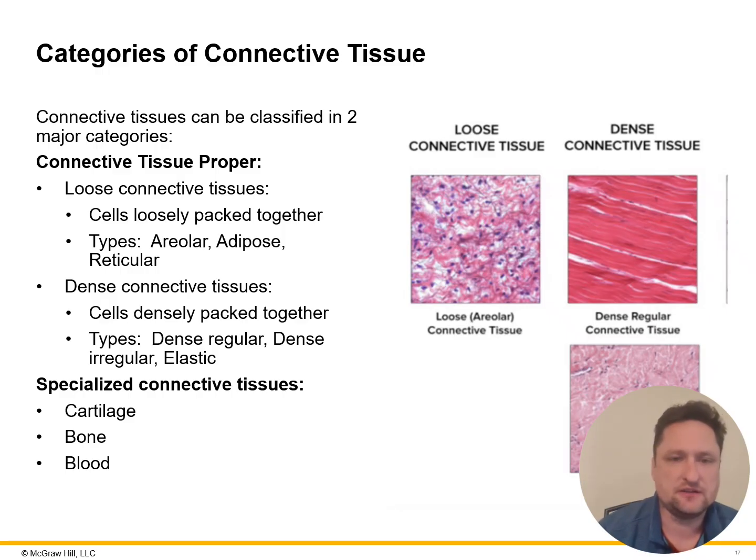First one, loose connective tissue, includes areolar tissue, which cushions organs and binds epithelial cells to deeper tissues; adipose tissue, which stores fat and insulates the body; and finally, reticular tissue, which forms structural frameworks in organs like the liver and lymph nodes. Dense connective tissue is found in tendons, ligaments, and dermis, providing high tensile strength.